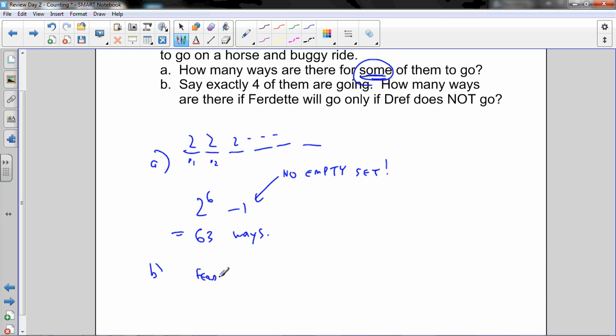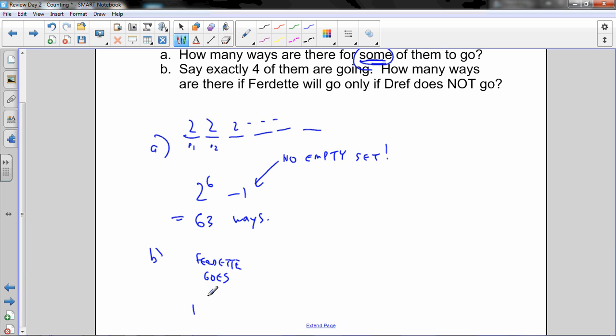So Fredette, she can either, there's 2 cases, right? If she goes, we're going to include her, right? 1, choose 1. In this case, the order that they get on the buggy doesn't matter. Order's not important, right? It's just whether they attend or not. So this is a C question.